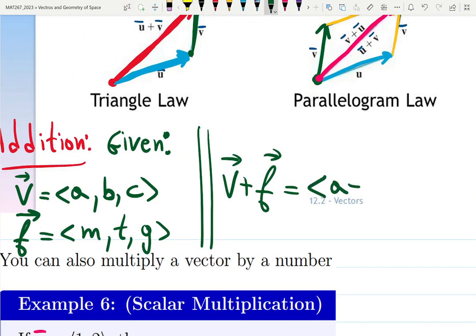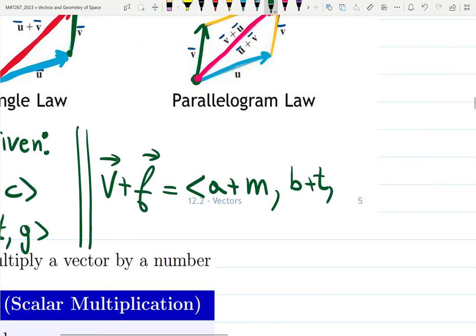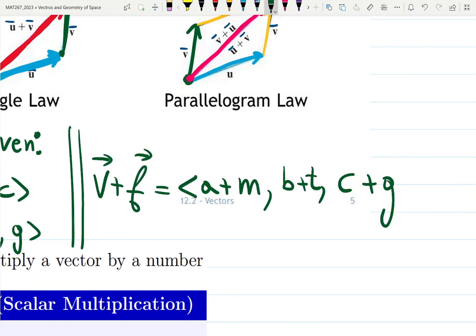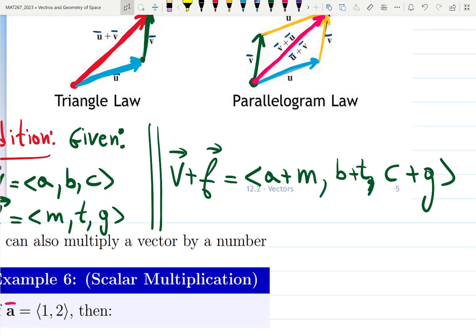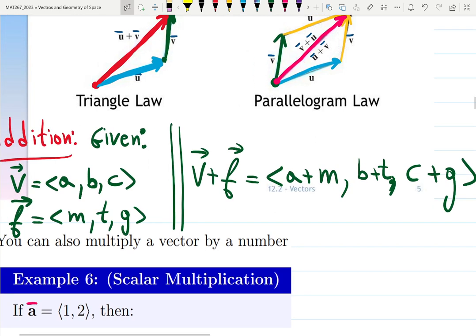And then you add corresponding components. a plus m, t will be b plus t, c plus g. That makes sense. If one vector was really, really tilted to the left, that leftward component will tilt the total to the left too. If the other vector had zero tiltedness, then everything will still be tilted to the left because the first one moved it to the left. So the sum basically adds up corresponding components.